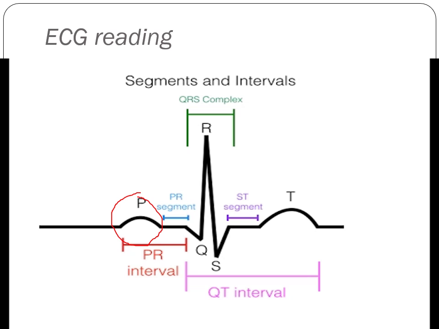Next, we have our PR interval, which is measured from the beginning of our P wave to the beginning of the QRS complex. This PR interval reflects the time the electrical impulse takes to travel from the sinus node to the AV node.